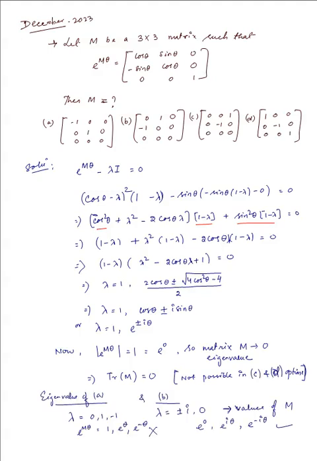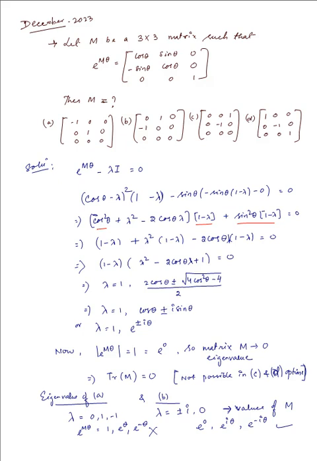Here we are discussing the previous year questions on the NET examination, physical science part, and this is from December 2023, where we have a 3 cross 3 matrix M, and also we have e raised to the power M theta to be equal to that which is given in terms of cosine and sine. Now we need to find M, and we have the options available to us.